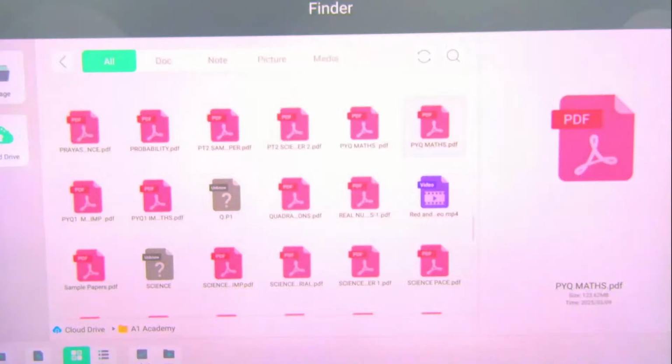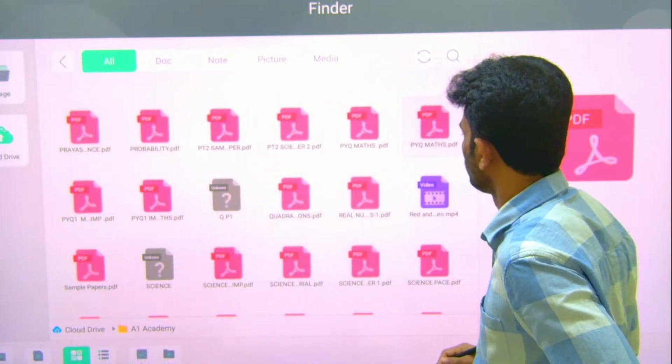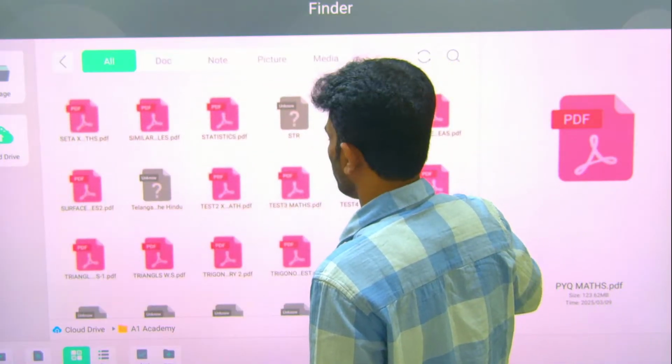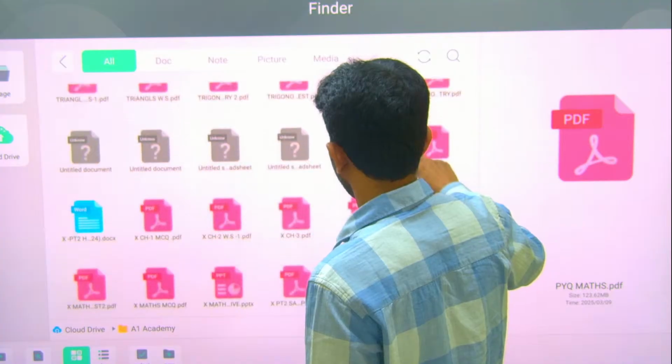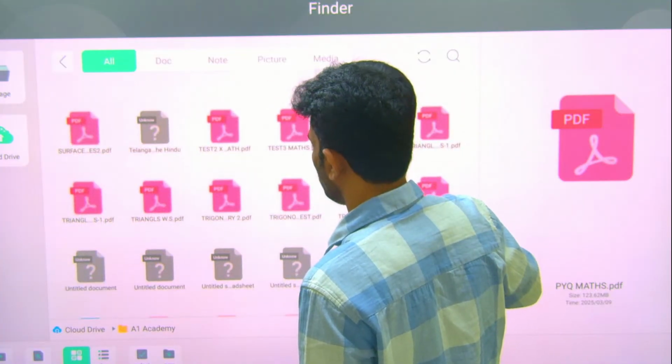Good morning. Can you see me clearly? Is the board clear? Okay. The PYQ still did not open.